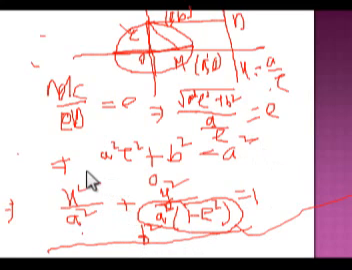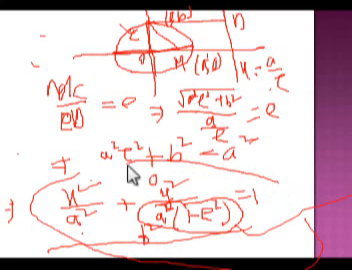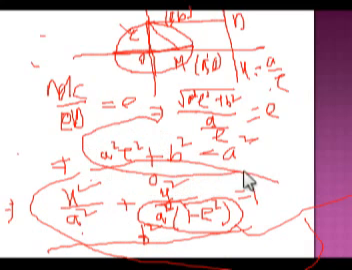So this is our required equation of the ellipse: x square by a square plus y square by b square equal to 1. And b is related with a with this relation. These are the important relations.